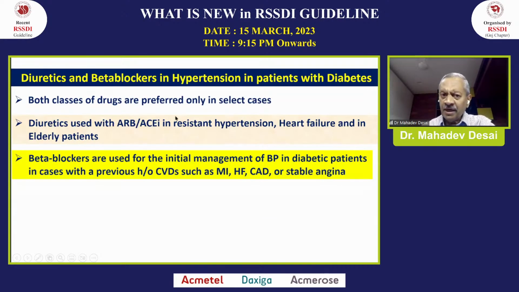Amongst the diuretics and beta blockers, as we already mentioned, they should be used only when there are compelling indications, like the diuretics are better in combination with ARBs and ACE inhibitors in resistant hypertension, heart failure, and in elderly patients. While the beta blockers obviously are the initial management of choice for hypertension if the patient also has a previous history of cardiovascular disease like myocardial infarction, heart failure, coronary artery disease, or stable angina.